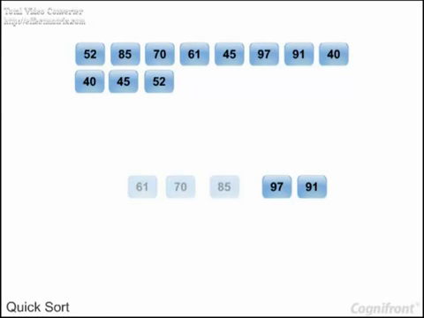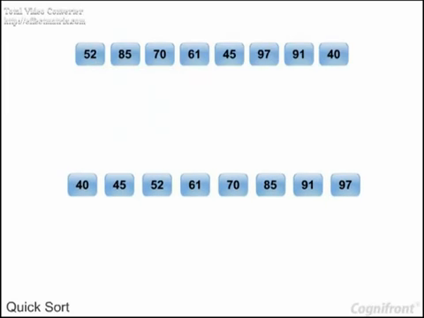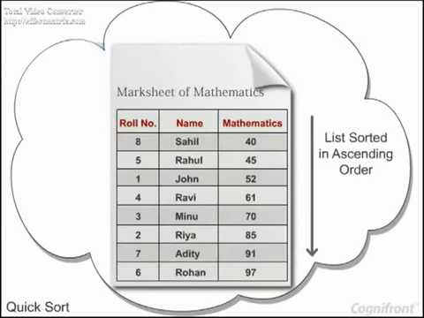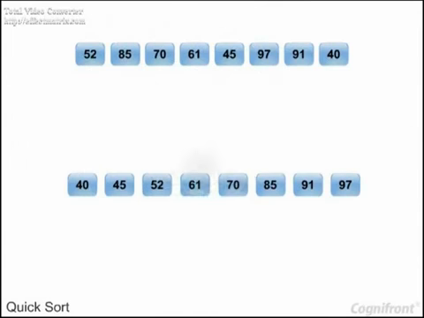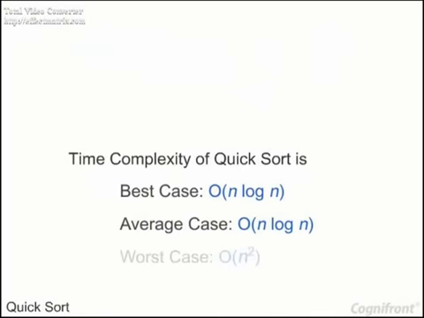Now we will sort 97 and 91. 97 is the pivot. After partitioning and sorting the array, 91 and 97 are combined. Now all the subarrays are combined and we have obtained the marks in increasing order. The time complexity for quicksort is.